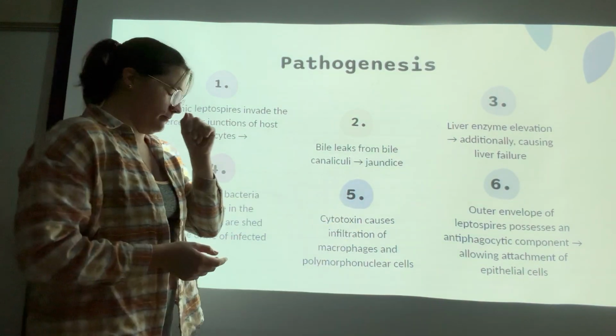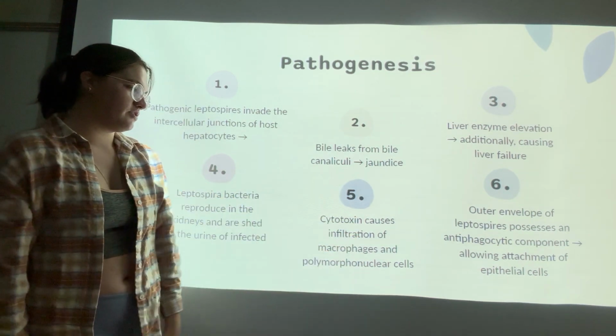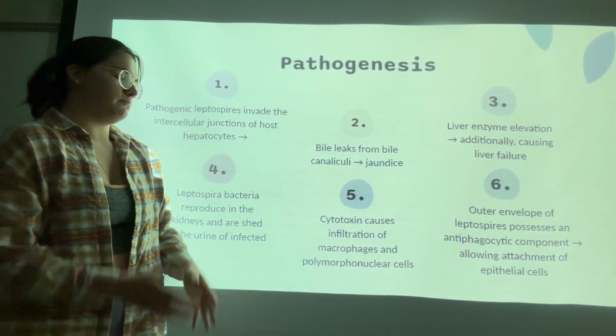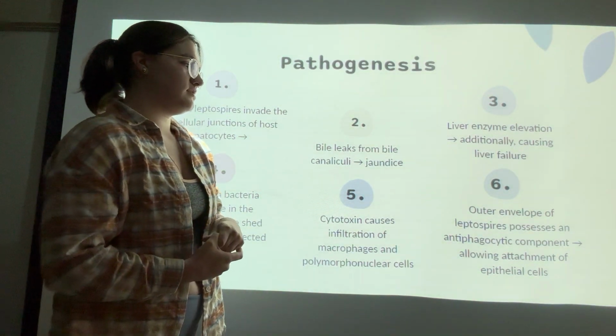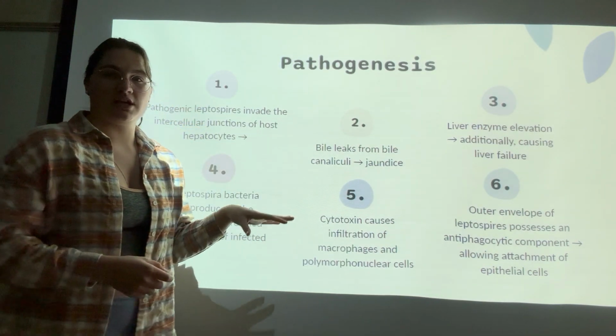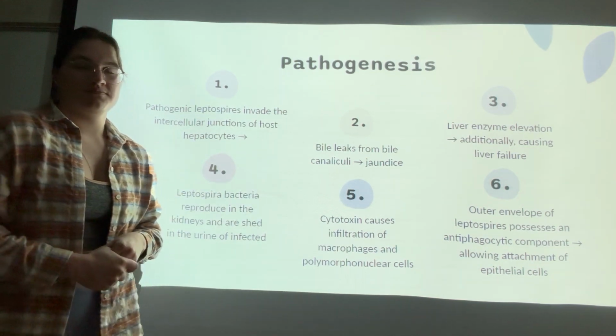The cytotoxin causes infiltration of macrophages and polymorphonuclear cells, and the outer envelope of leptospires possesses an antiphagocytic component, allowing the attachment to epithelial cells and preventing it from being phagocytosed.